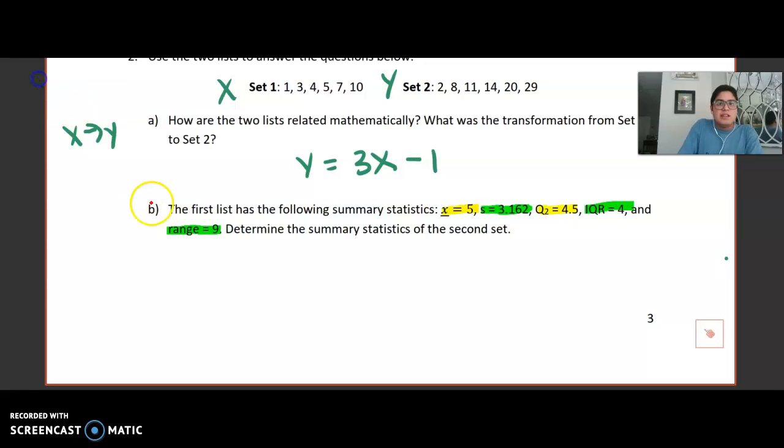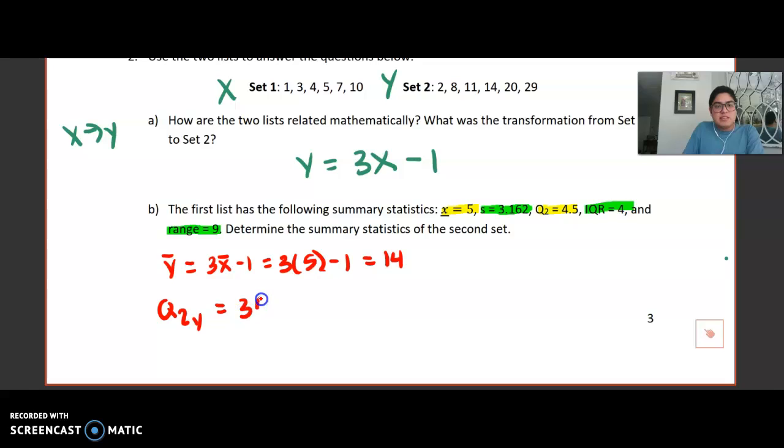So the average of Y is going to be 3 times the average of X minus 1. That's going to be 3 times 5 minus 1. Our new average of Y is going to be 14. Let's find Q2 of Y. And so again, we'll take 3 times Q2 of X minus 1. So let's do 3 times 4.5 minus 1, which is going to give us some quantity, because clearly I did not prepare for this. That's going to give us 12.5.